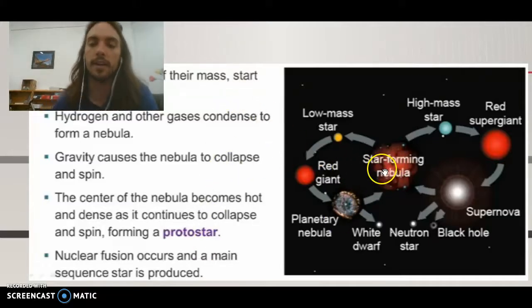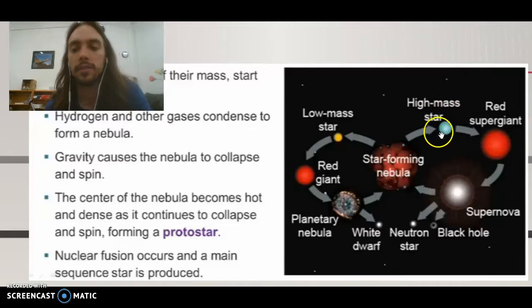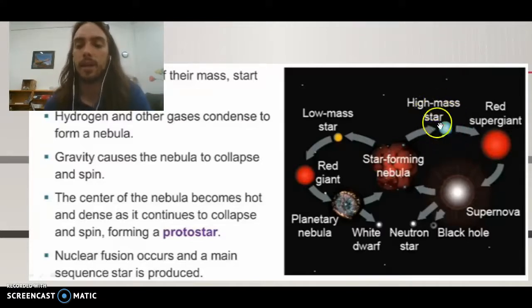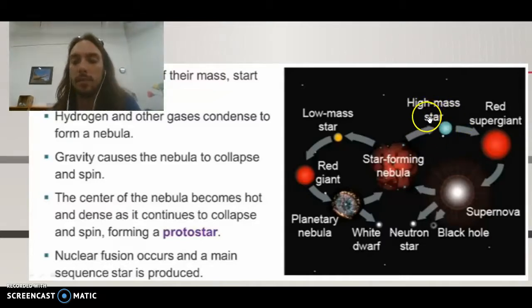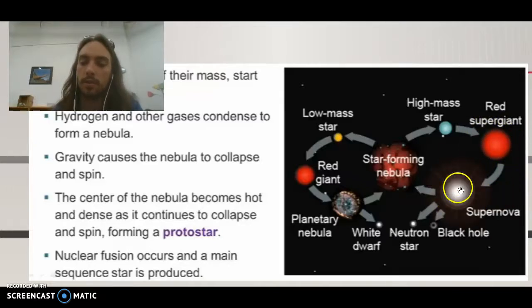And then on the other side, if we have a high mass star, you're going to see a lot of iron in there, or it could just be a huge star full of hydrogen and helium. But we're talking about high mass stars here. And so with a high mass star, it's going to eventually burn up all its fuel. It will expand, turn into a red supergiant. Once that red supergiant burns up all its fuel, it will turn into a supernova.